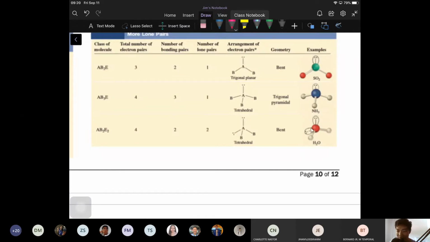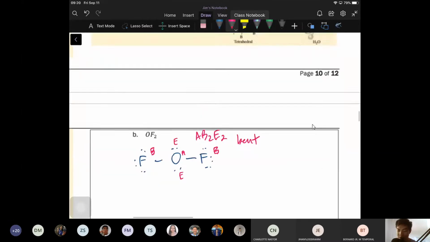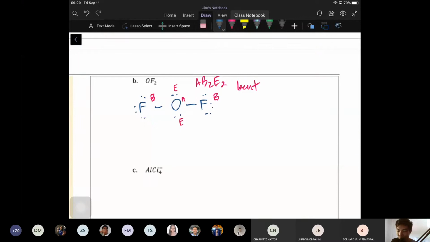So, paano yung shape? Naka-bend yung dalawang terminal. So, yung lone pair magkatabi lang doon. Okay. Paano kayo drawing yung OF2? So, naka-bend yung terminal atoms like that. And yung lone pair, nandun sila. So, yan. Bent yan. So, yan yung final structure niya. Okay. So, ganun lang.